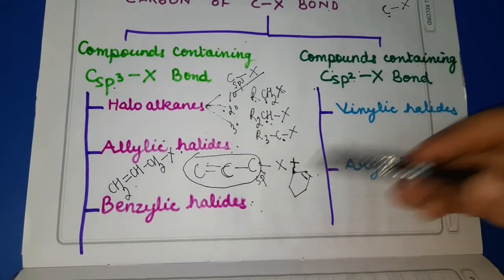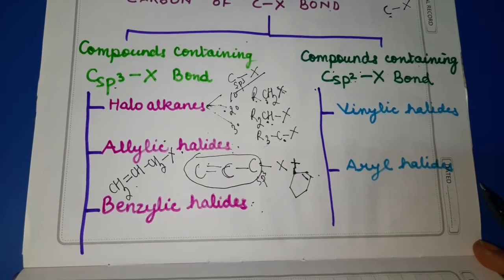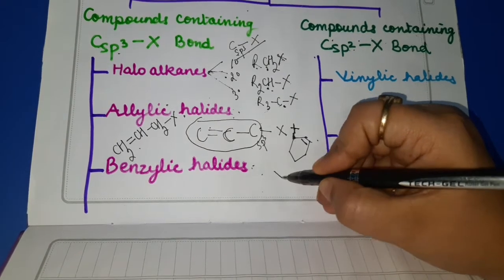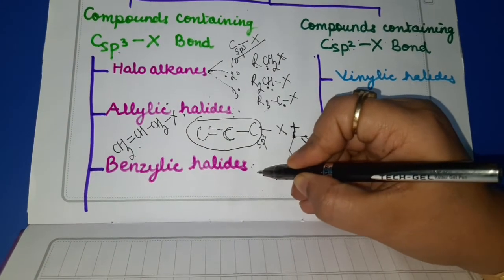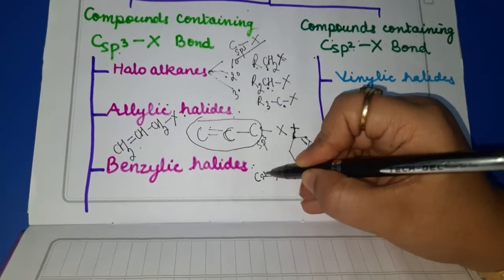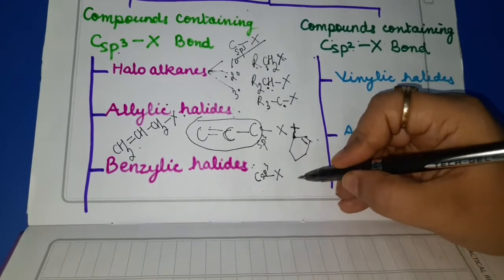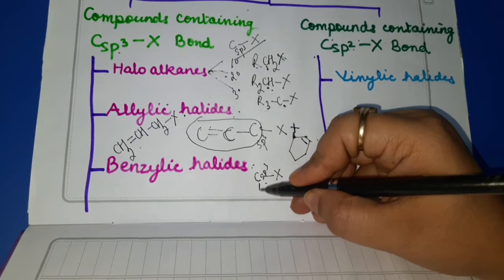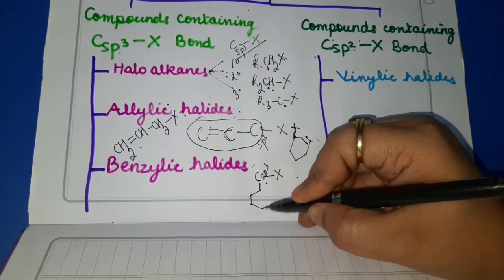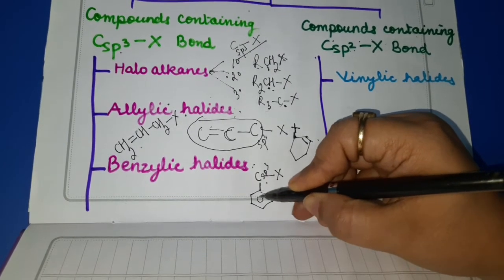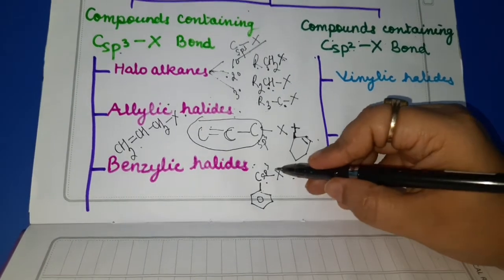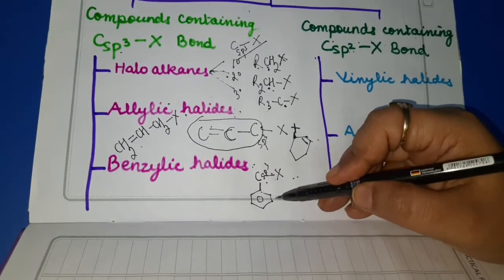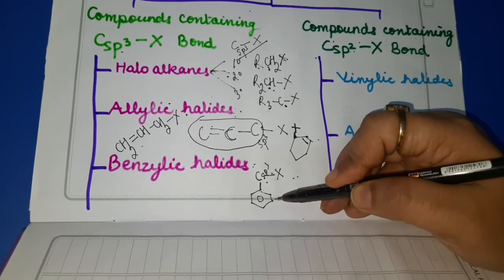Now the third one is benzylic halide. What is the meaning of benzylic halide? It means X is attached to such an sp3 hybridized carbon which is directly attached to an aromatic nucleus. Remember, halogen is attached to such an sp3 hybridized carbon which is directly attached to an aromatic nucleus.